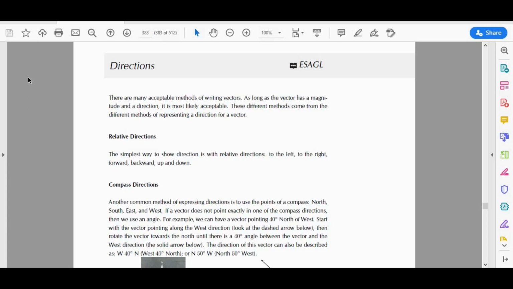Go left, go right, go forwards, go backwards, go up, go down. That's called relative direction. So if there's no compass direction given in the scenario, but you know it's either going forward or backwards, then you would stick to the relative direction that's given in the scenario for the question.